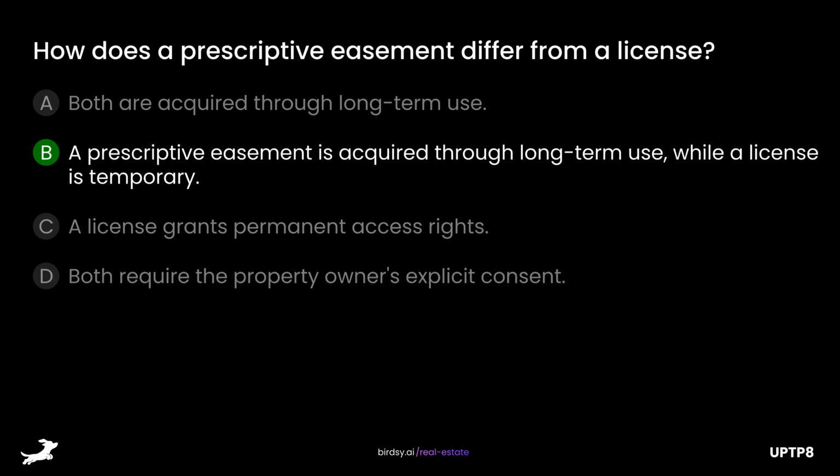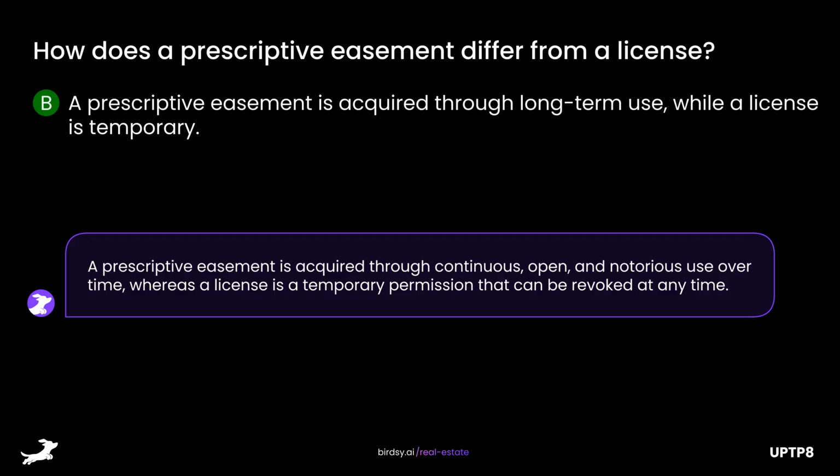The answer is B, a prescriptive easement is acquired through long-term use, while a license is temporary. A prescriptive easement is acquired through continuous, open, and notorious use over time, whereas a license is a temporary permission that can be revoked at any time.